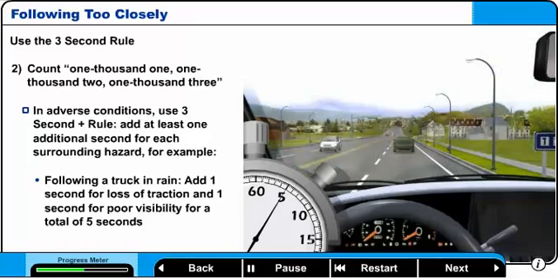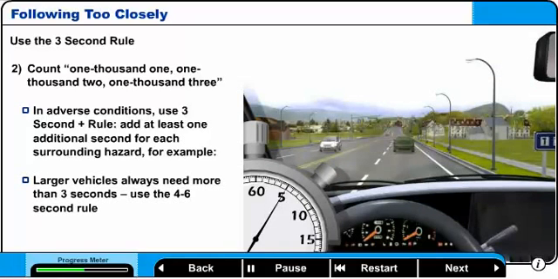The 3-second rule is never enough for drivers of larger vehicles. They should allow 4 to 6 seconds between their vehicle and the one in front.